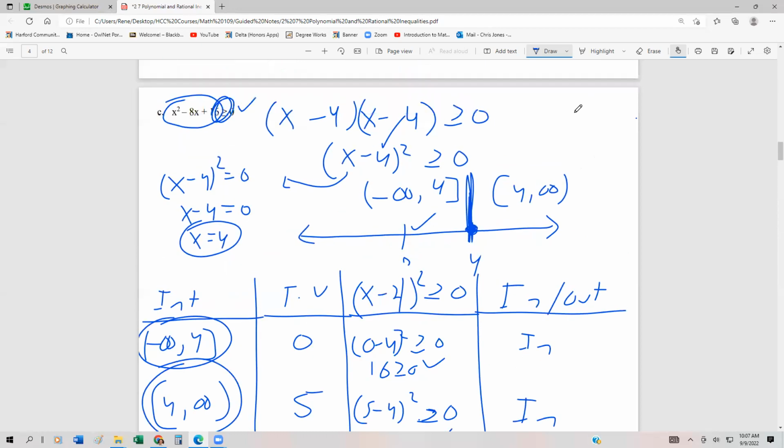So it looks like the entire number line is going to be in, okay? Because remember, 4 is included. So that means no matter what number we plug into this inequality, it's going to be greater than or equal to 0. And if you don't believe me, just start plugging in some numbers. You could also graph the function, and you could see that no matter what, it's going to be above the x-axis.